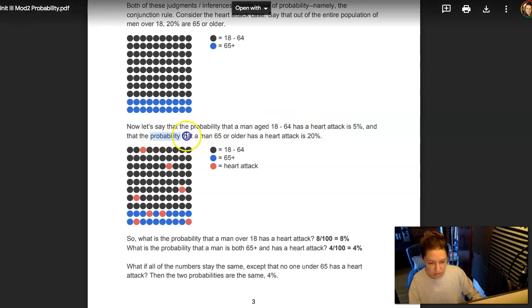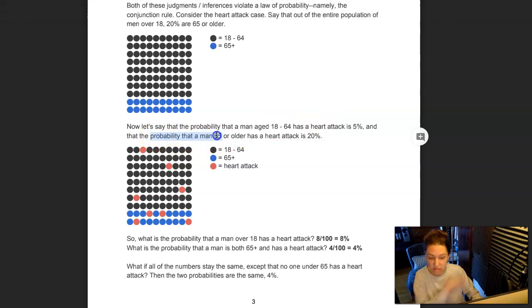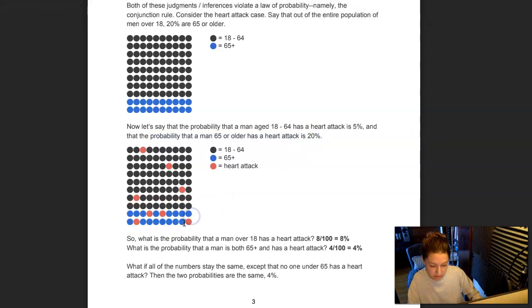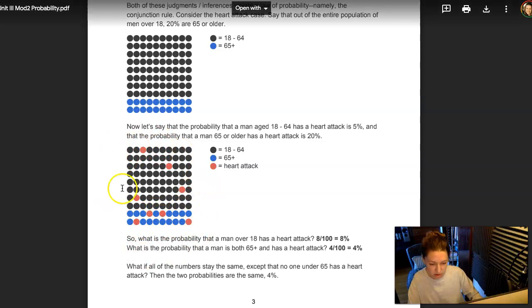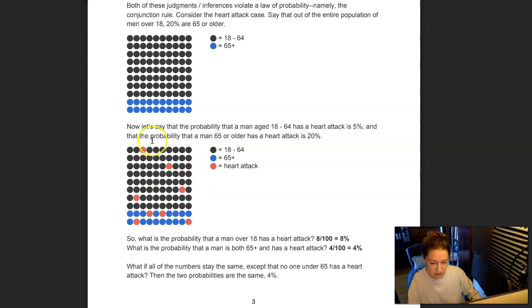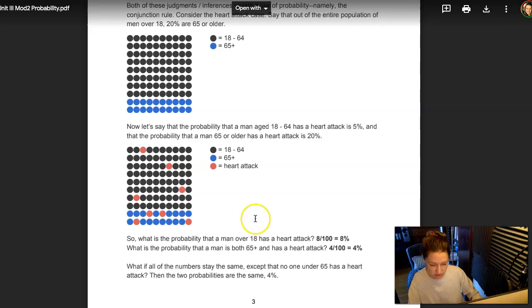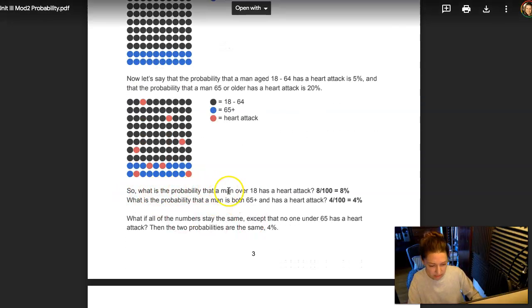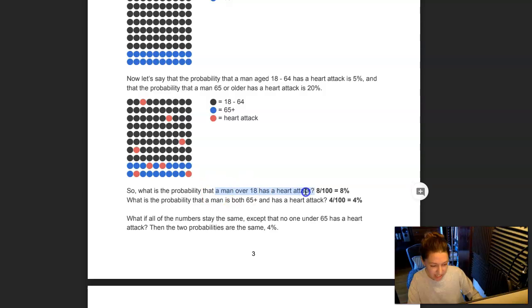And imagine that the probability that a man in the 65 plus crowd has a heart attack is 20%. Well, what's 20% of 20? That's going to be 4 as well. So I just picked 4 red dots. So here's our landscape. This is what it looks like for 5% of this crowd to have a heart attack and 20% of this crowd to have a heart attack. 4 and 4.